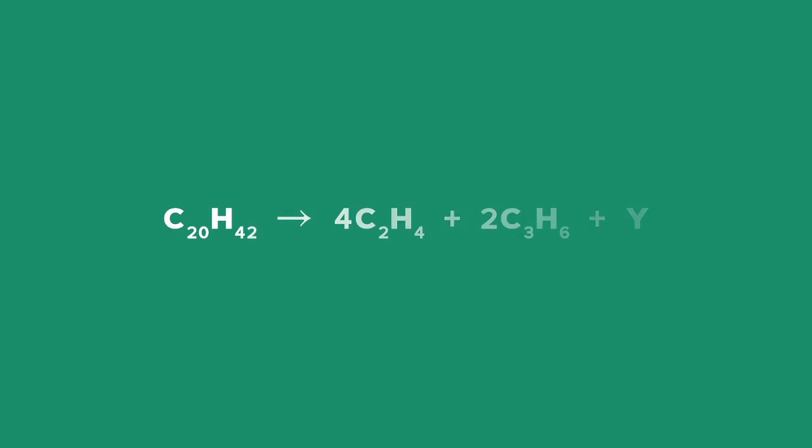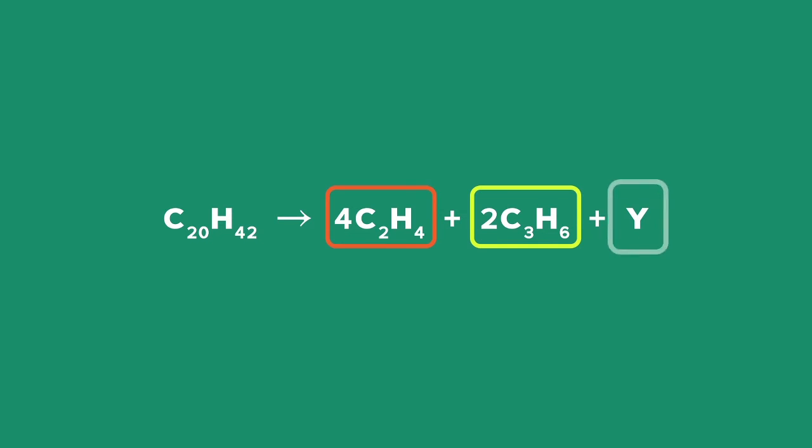Let's look at the following example. In this example, a 20-carbon chain is cracked, forming 4 ethene molecules, 2 propene molecules, and molecule Y.